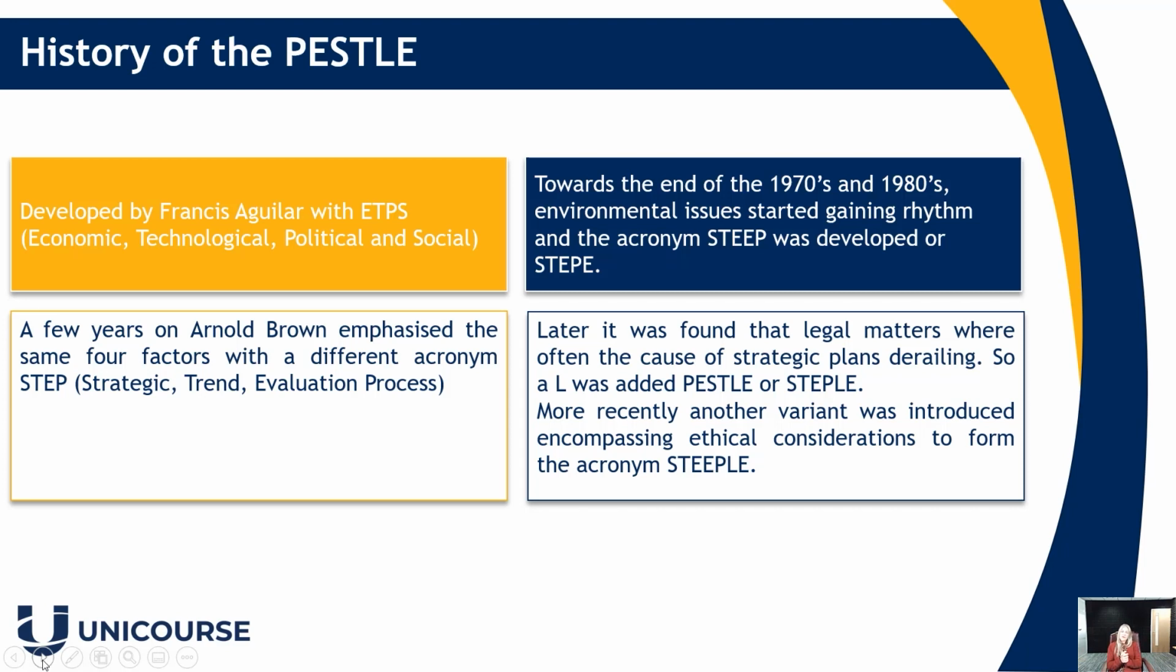PEST could ensure some detail. STEEPLE could probably ensure more details. So if you are doing an in-depth analysis of the current state of the organisation, and maybe you do that every year or every quarter, you may just want to do a PEST every quarter and then a STEEPLE every year. It depends on how you go about strategizing in your organisation.